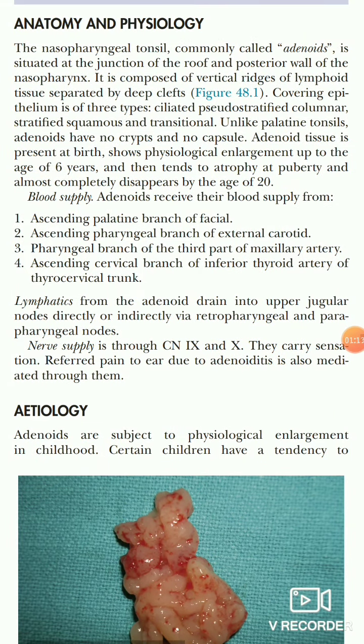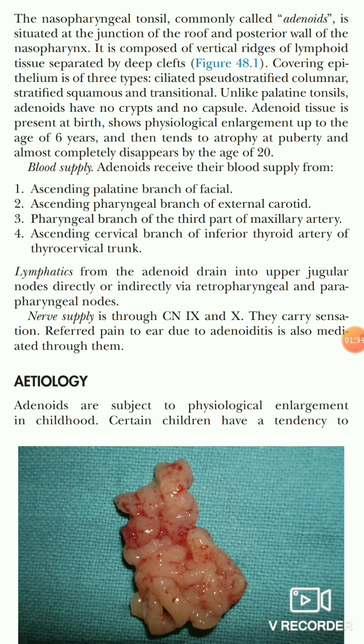Blood supply. Adenoids receive their blood supply from ascending palatine branch of facial, ascending pharyngeal branch of external carotid, pharyngeal branch of third part of maxillary artery, ascending cervical branch of inferior thyroid artery of thyrocervical trunk. Lymphatics from the adenoid drain into upper jugular nodes directly or indirectly via retropharyngeal and parapharyngeal nodes. Nerve supply is through cranial nerve 9 and 10. They carry sensation. Referred pain to ear due to adenoiditis is also mediated through them.